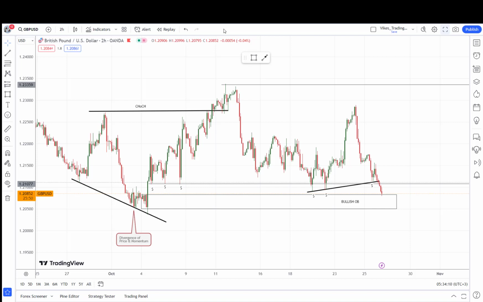Good morning, guys. I wanted to show you two setups that I've been looking for in a while. This is GBP USD and EUR USD. If you've been following either my Telegram channel or WhatsApp channel, you will have noticed that I've been looking at this pair.